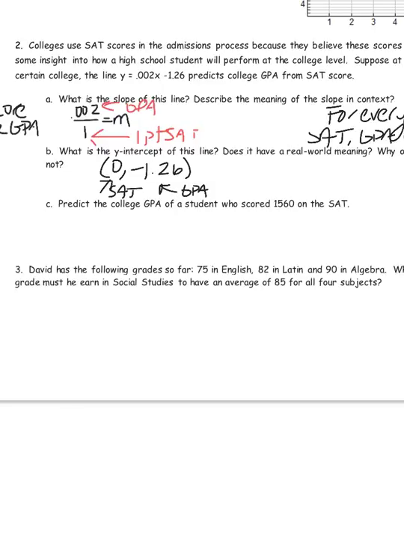If we wanted to predict the college GPA of a student who scored 1560 on the SAT, we could plug in the 1560 for our x value. So that's y equals 0.002 times 1560 minus 1.26. Okay, if you plug that into a calculator, you should be getting about 1.86.